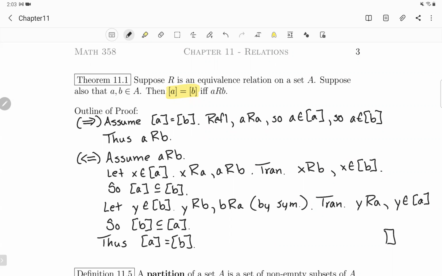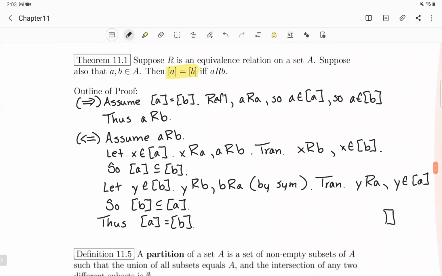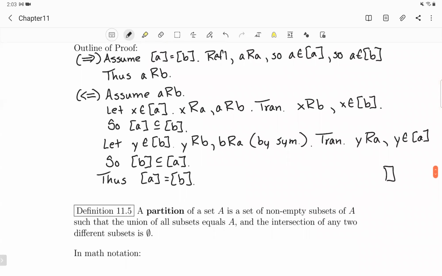So this is kind of what we were saying with the equivalence class of 1 and the equivalence class of 4, okay? They end up being the same thing because they're related, all right? So that's actually always true.